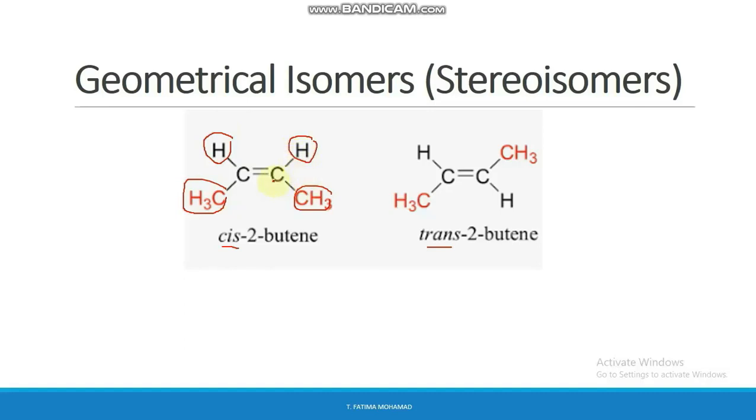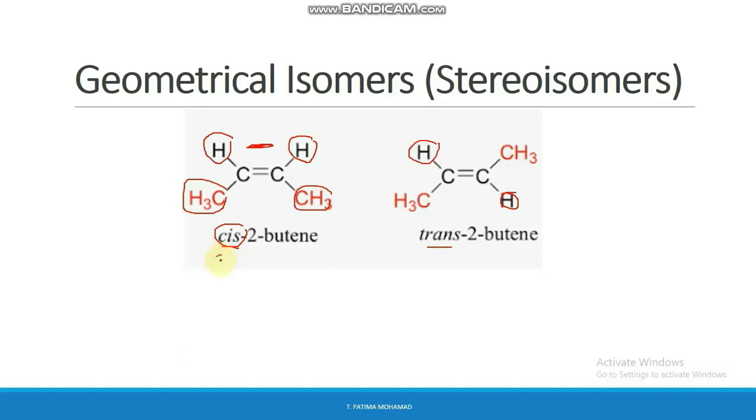The carbons holding the double bond hold the same atoms or the same groups, here H and H. The cis stereoisomer has both of the double bond hydrogens on the same side. So the hydrogen atoms are on the same side, that's why it's called cis. While the other stereoisomer, which is trans, has the 2 hydrogens on opposite sides of the double bond. So they are on opposite sides, that's why they are called trans.